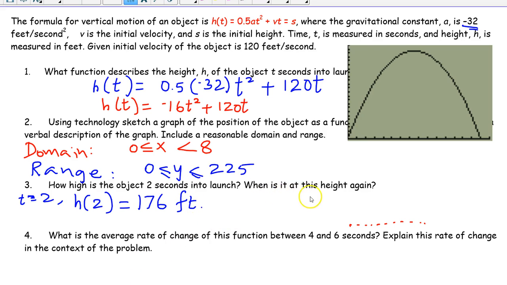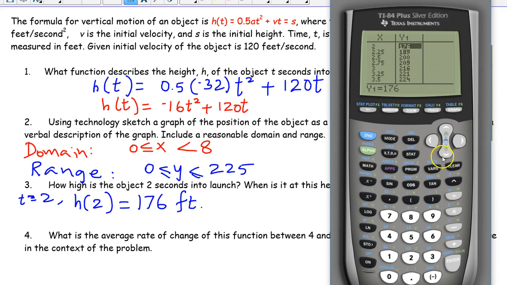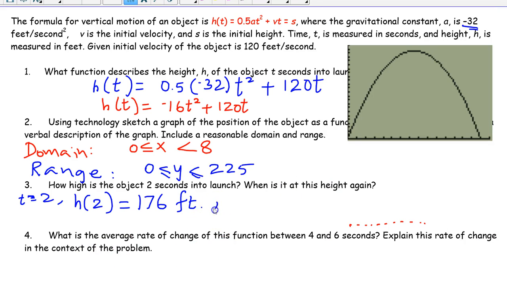Now, when is it at this height again? So scroll down. We have to be on this y side. Then 224, 221, it's going down, 216. Where is it? 176, yeah. At 5.5, I'm seeing 176 again, right? So at t equal to 5.5, the height is again 176.